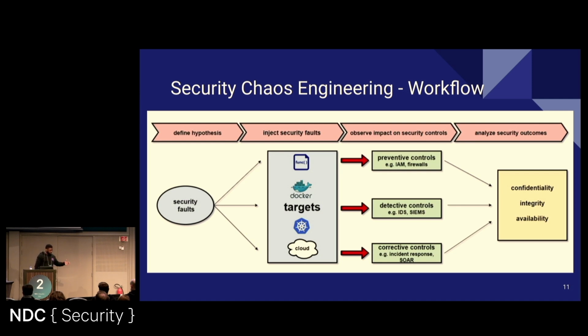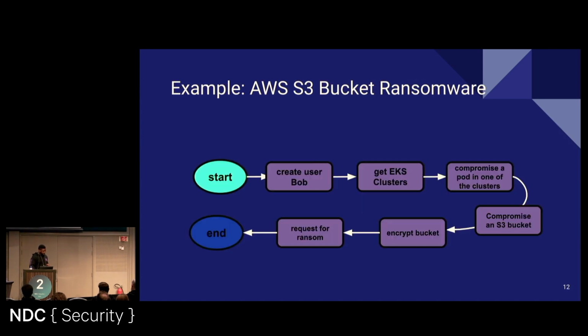All right, so you define your hypothesis, then you inject the faults. This can be done at the code layer, the cloud layer, or the container layer, depending on what you want to test. And then you begin to observe the impact it has on your security tooling. And in the end, you also look at how that impacts integrity, availability or confidentiality. We will see clearer examples in the next slide.